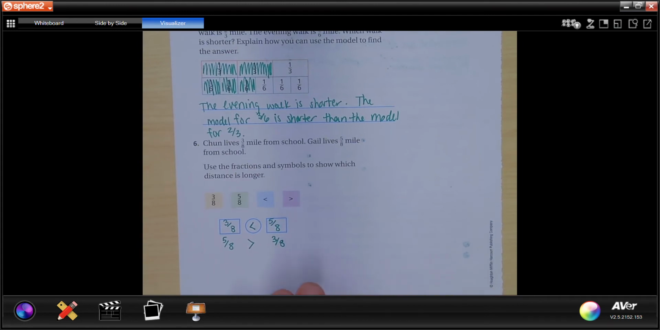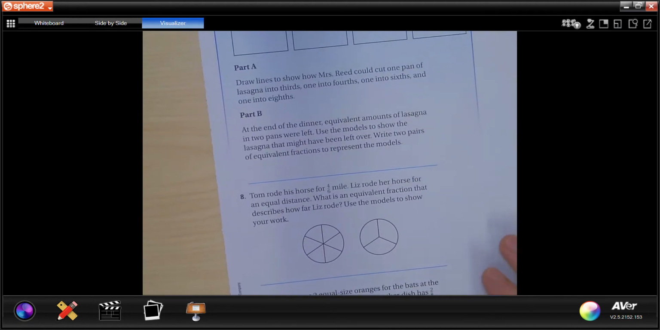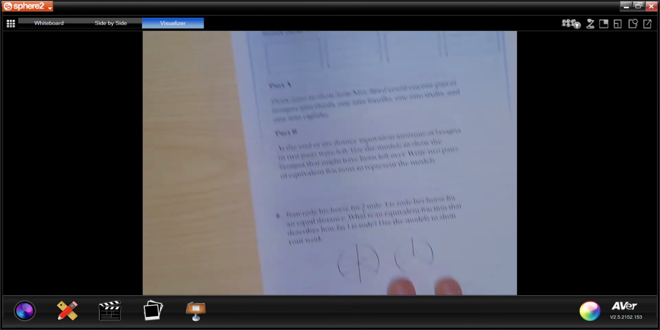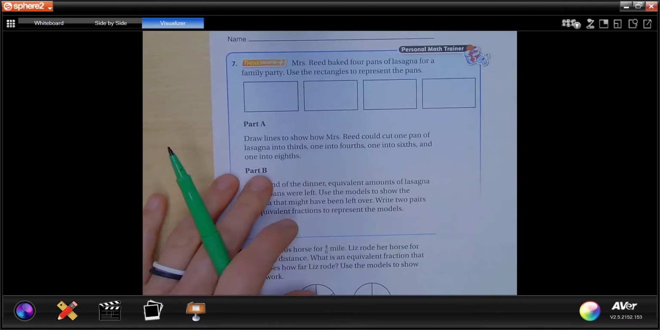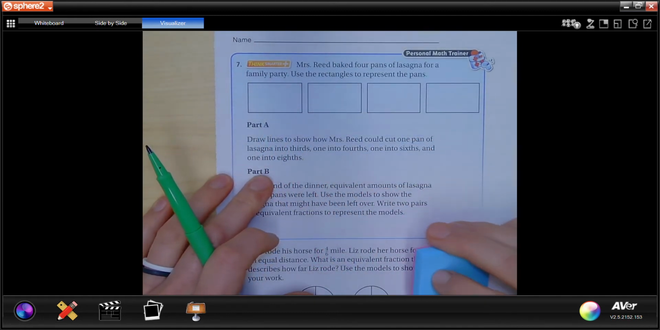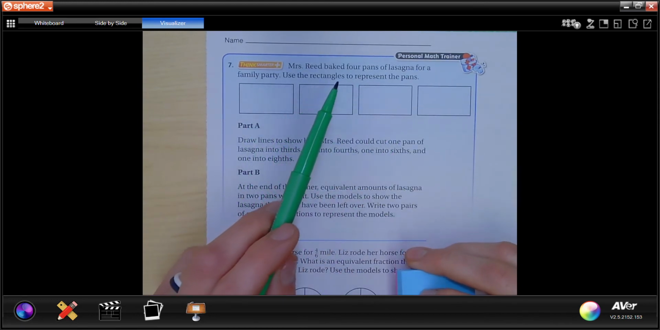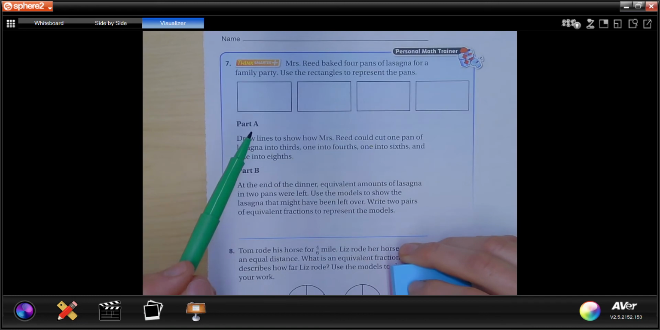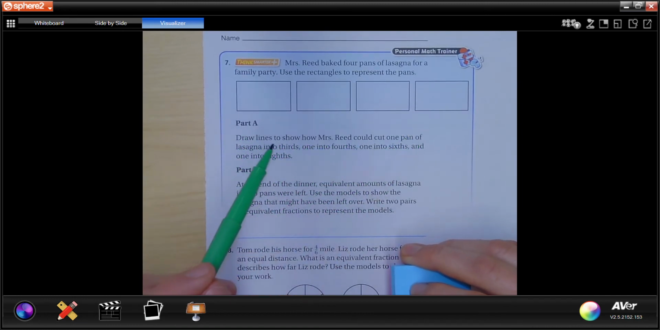Alright, moving on to page 553. Number 7. If you want to stop to get something straight to draw your lines, for number 7, feel free to do so. Mrs. Reed baked 4 pans of lasagna for a family party. Use the rectangles to represent the pans. Part A. Draw lines to show how Mrs. Reed could cut 1 pan of lasagna into thirds.